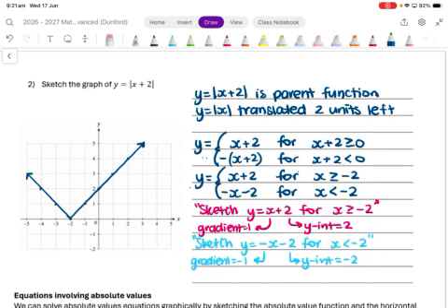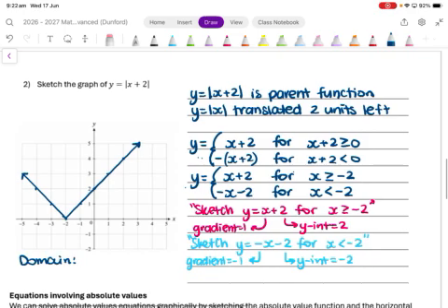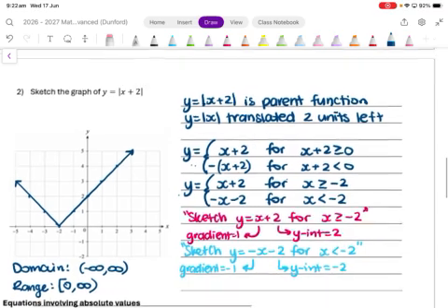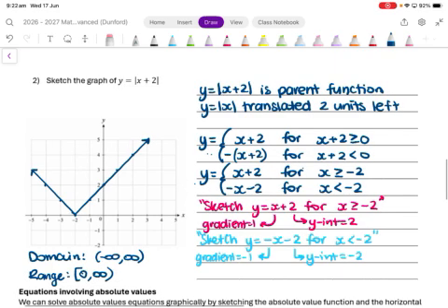Now, this question doesn't ask us for our domain and range, okay, but I'm going to just write it down anyway underneath. Our domain is going to be negative infinity to infinity, and our range is just 0 to infinity. Okay, so when we shift to the left or the right on our absolute value function, it doesn't change our domain or range.